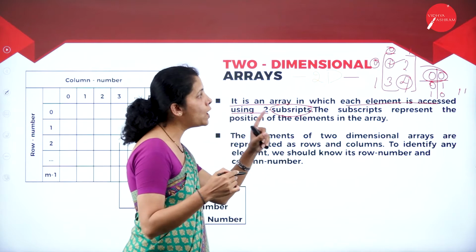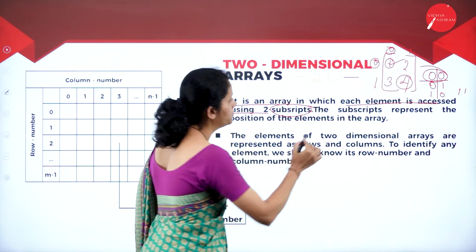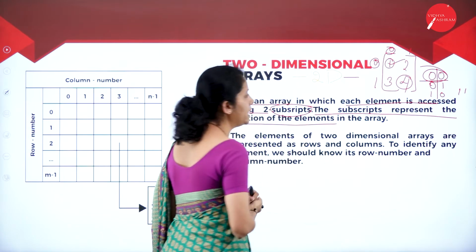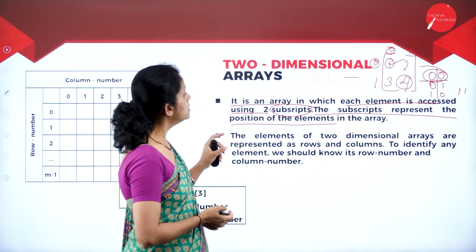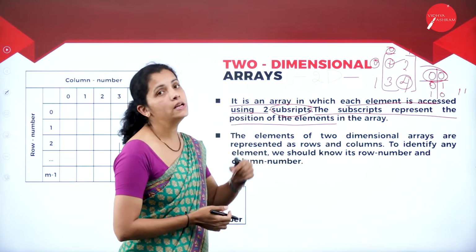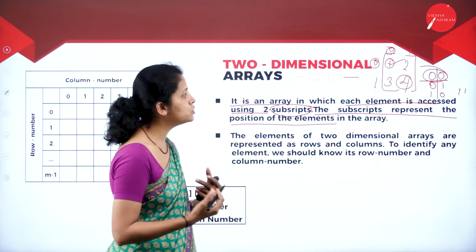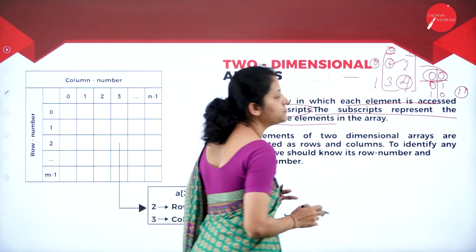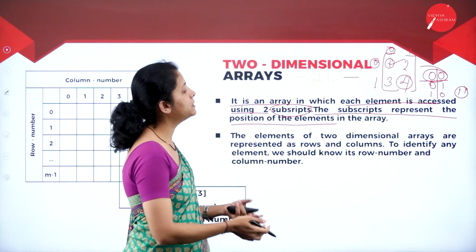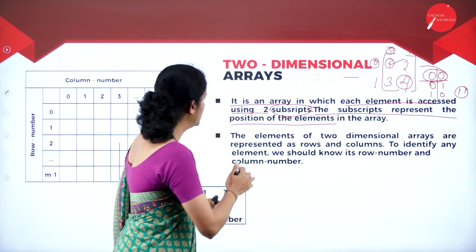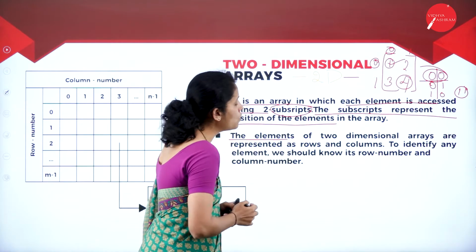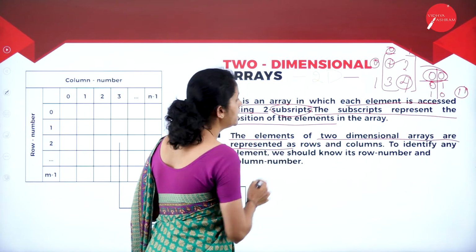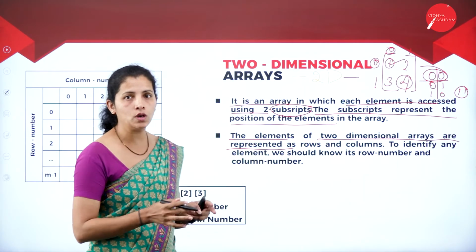One is my row as well as column. The subscript represents the position of the element. So here the subscripts are mainly used to represent the position of the element. So if I consider the subscript 1, 1, that is nothing but the 4th position. Now the elements of 2-dimensional arrays are represented as rows and columns.